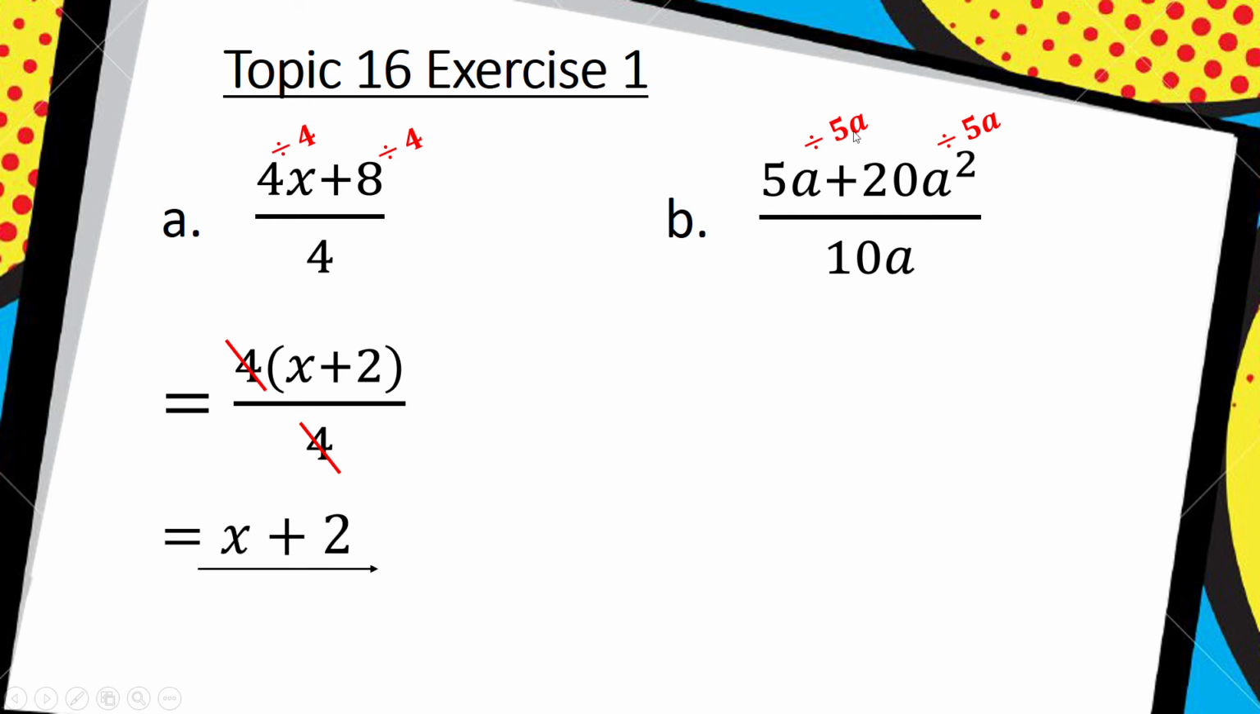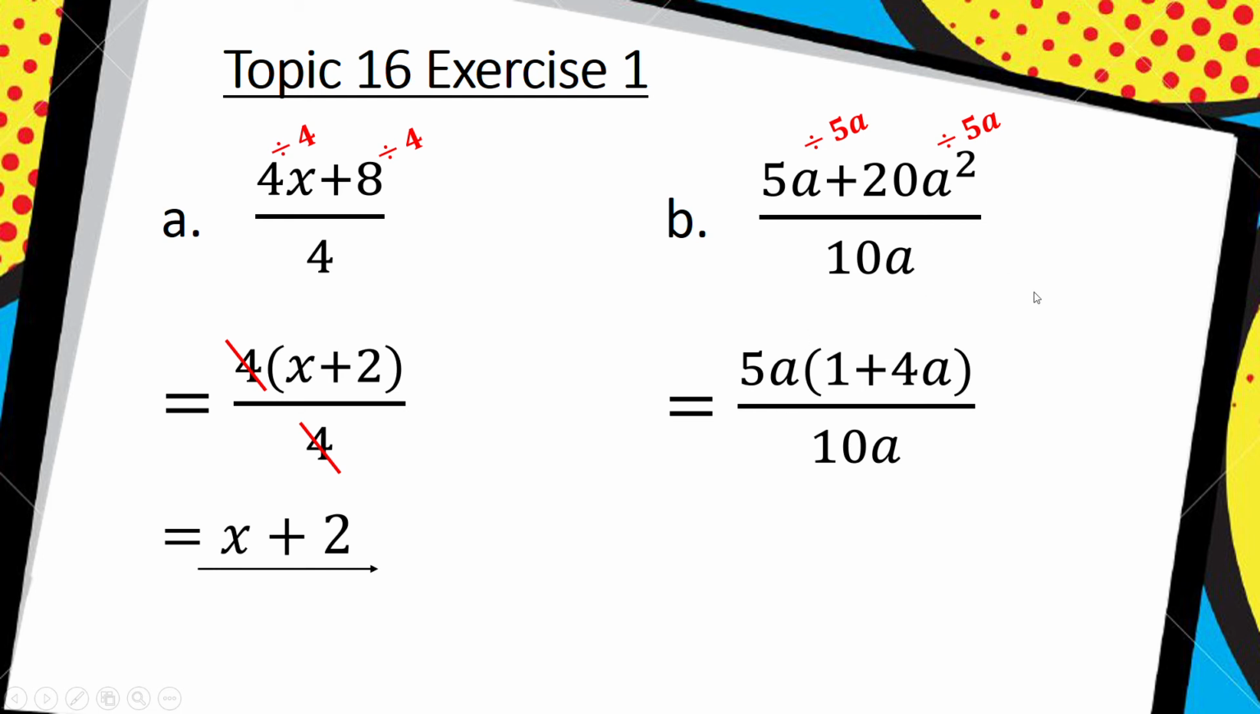5 divided by 5 is 1. a divided by a is 1. And then 20 divided by 5 gives me 4. a squared divided by a, one of the a's will cancel, and I'm left with just a. Don't forget to put your highest common factor on the outside of the bracket.